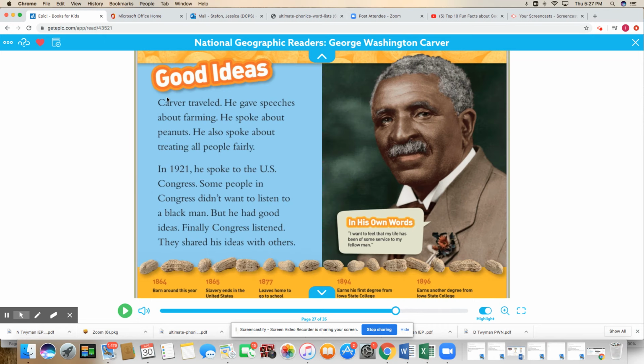And now we see his good ideas. So we have a new heading here. Carver traveled. He gave speeches about farming. He spoke about peanuts. He also spoke about treating all people fairly.